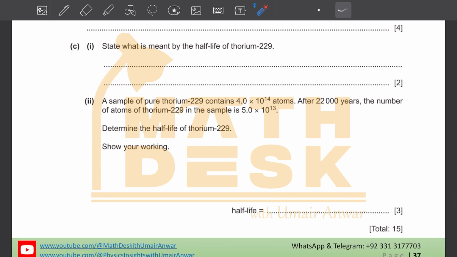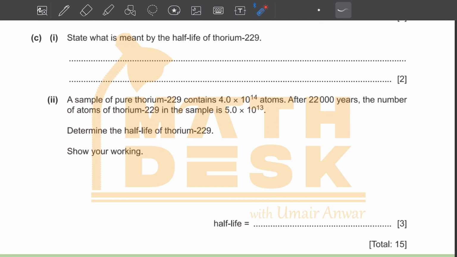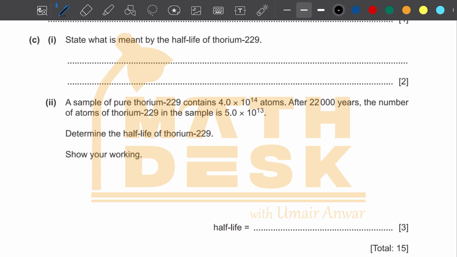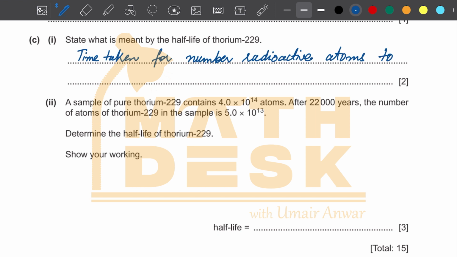The next part says state what is meant by the half-life of thorium 229. So the definition of half-life is that it is the time taken for the number of radioactive atoms to halve.